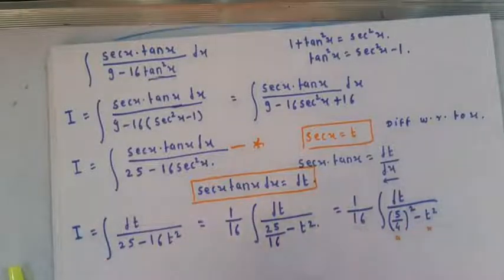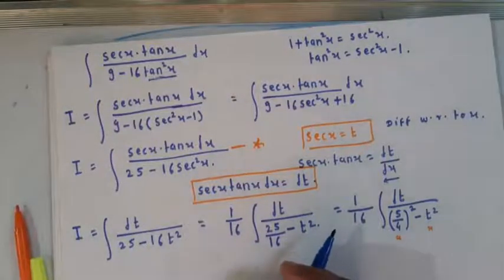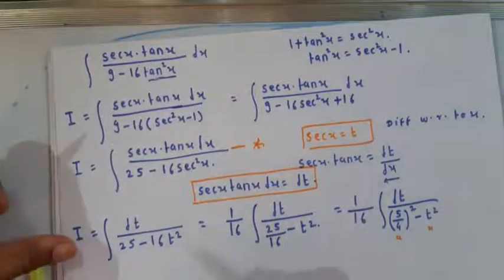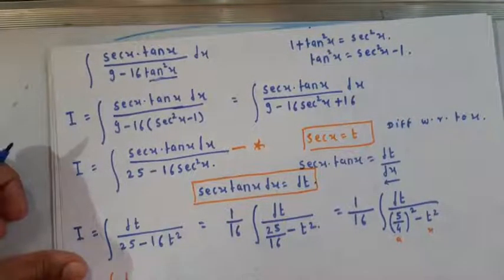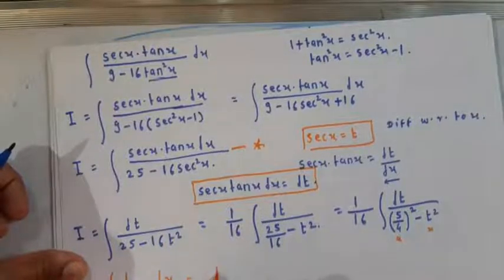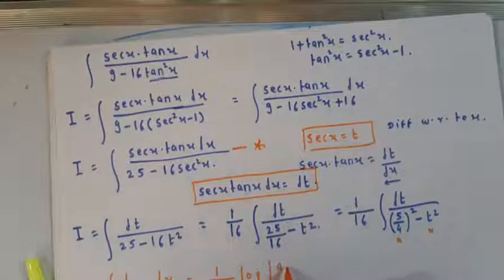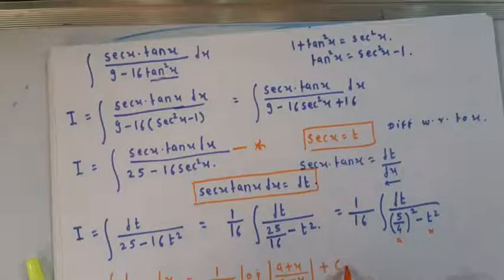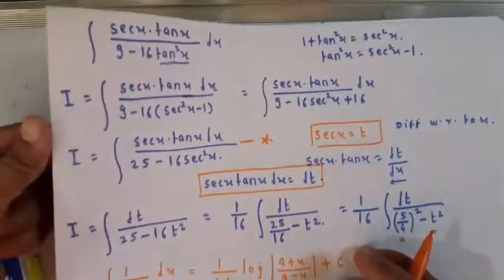This is a square minus x square form, and we know the integration of 1 upon a square minus x square with respect to x. The formula is 1 upon 2a log of (a plus x) upon (a minus x) plus constant of integration c. By using this formula, we can solve the integration directly.